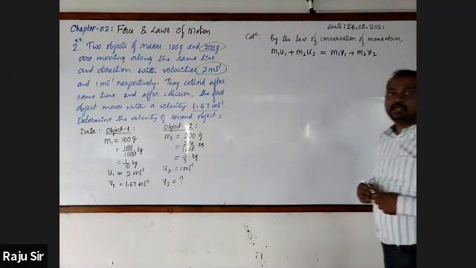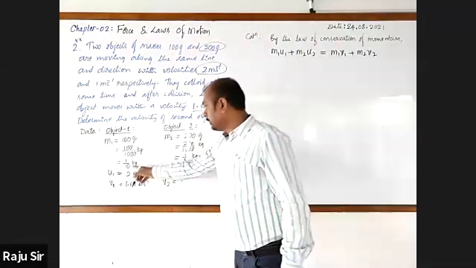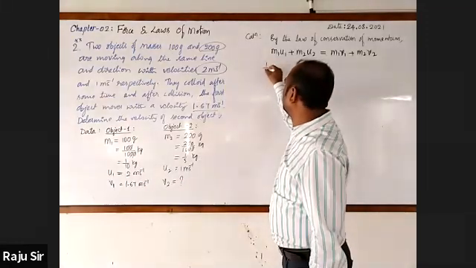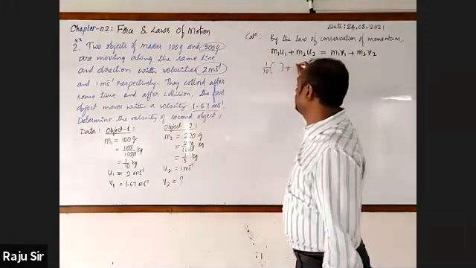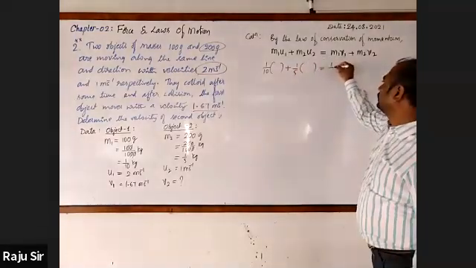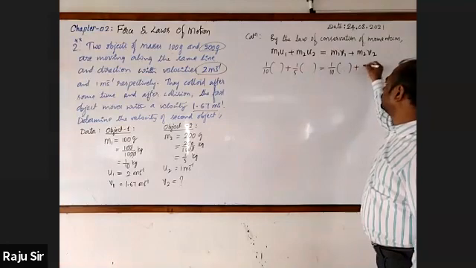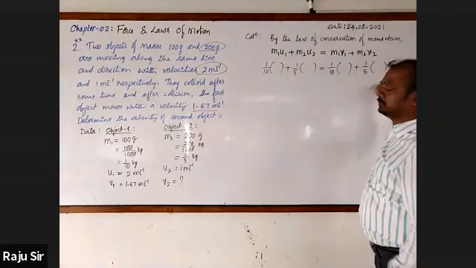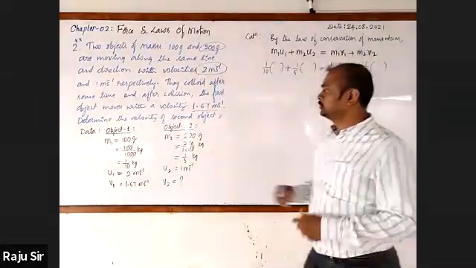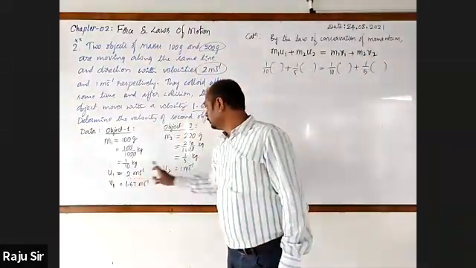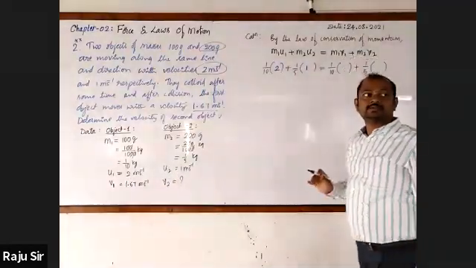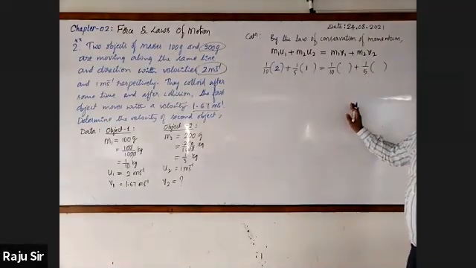Substitute. First M1, M2. M1 is 1 by 10, M2 is 1 by 5. So 1 by 10 into 1 by 5 is equal to 1 by 10 plus 1 by 5. Next, U1, U2. U1 is 2, U2 is 1. Substitution will be easier if you write like this.